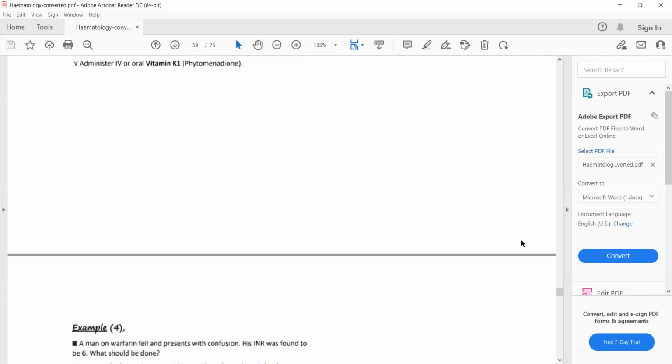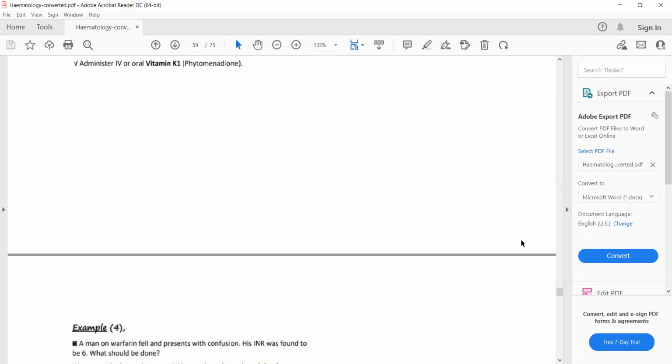So what will be the management? IV vitamin K and prothrombin complex concentrate, or then fresh frozen plasma later on. If PCC is not available, then fresh frozen plasma. Otherwise, no need of fresh frozen plasma. Fresh frozen plasma is an alternate for PCC.